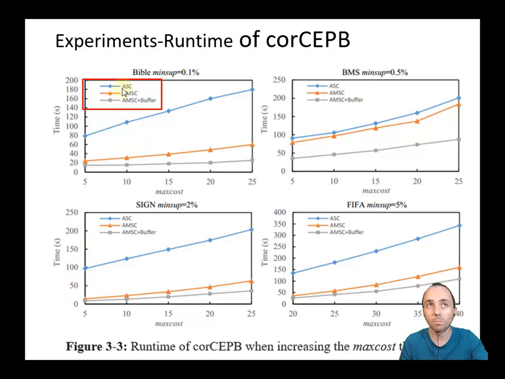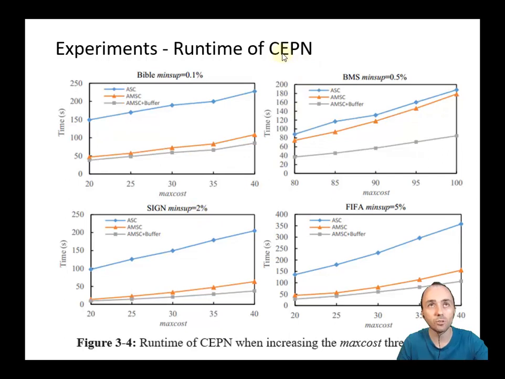And we compare ASC, our basic algorithm for the binary utility, then with the improved lower bound, which we call AMSC. And if we also use the projected database buffer, the special optimization, we see that it is faster. For the other databases, you can see similar results. So what this picture shows is that the optimizations we have proposed can improve the performance of our algorithm.